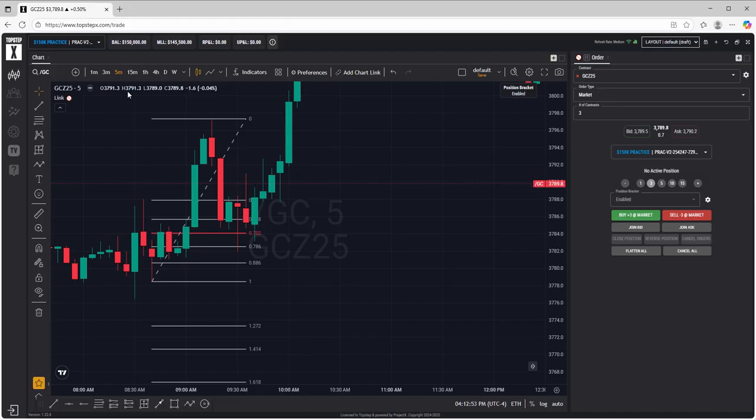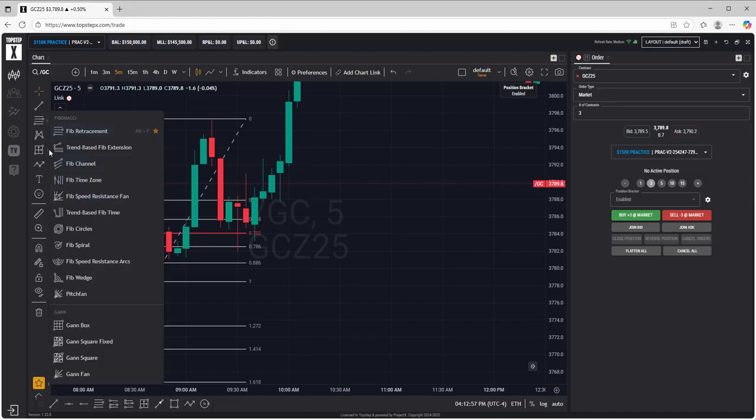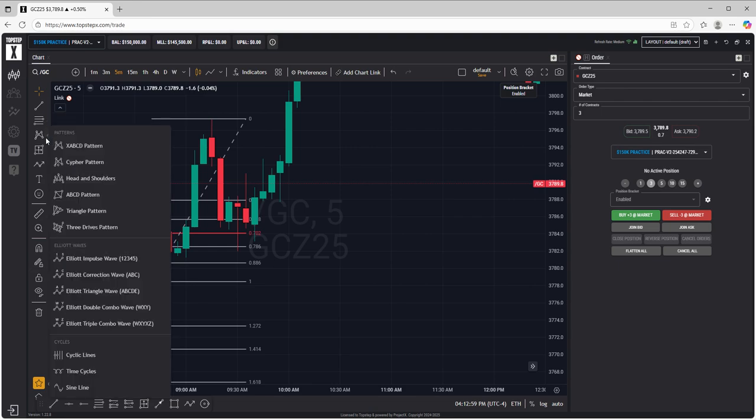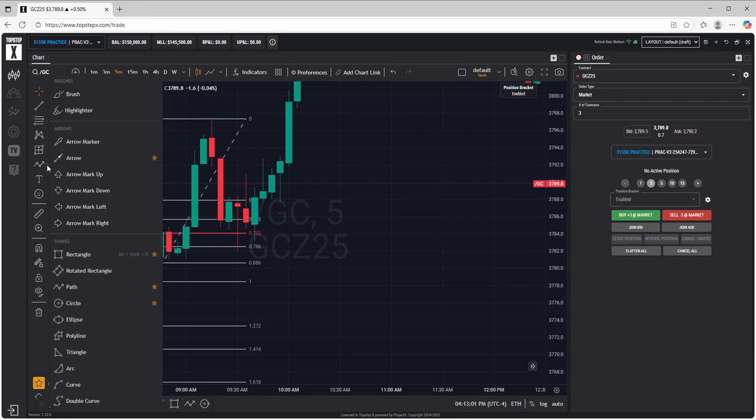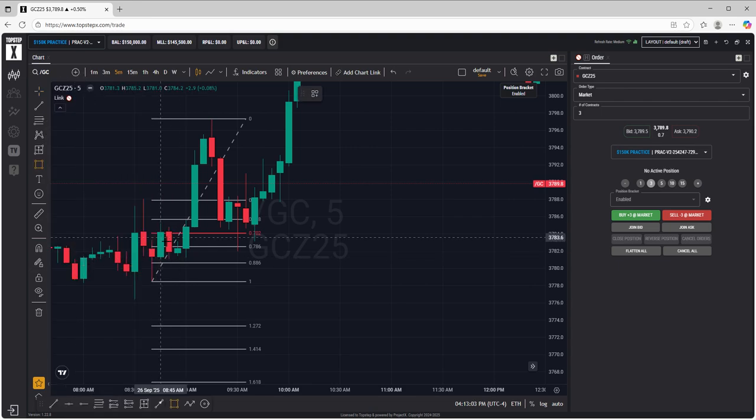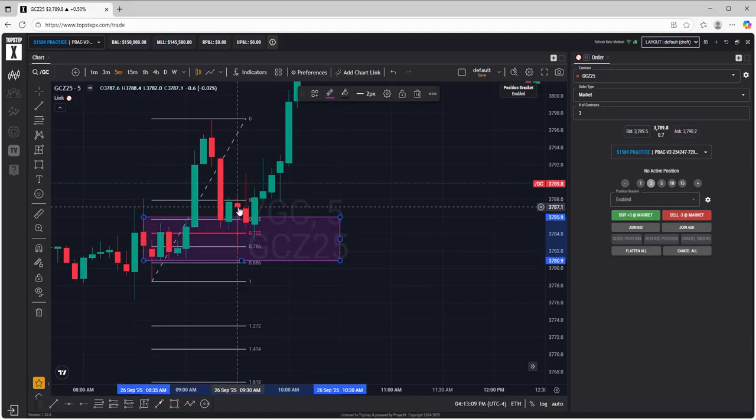So again, we want to make sure our pullback comes to within the zone. Right? 618 to the 886. As you can see, it did. Price pushed up, came back into the zone, pushed up again. Right? So that's literally that simple, right?